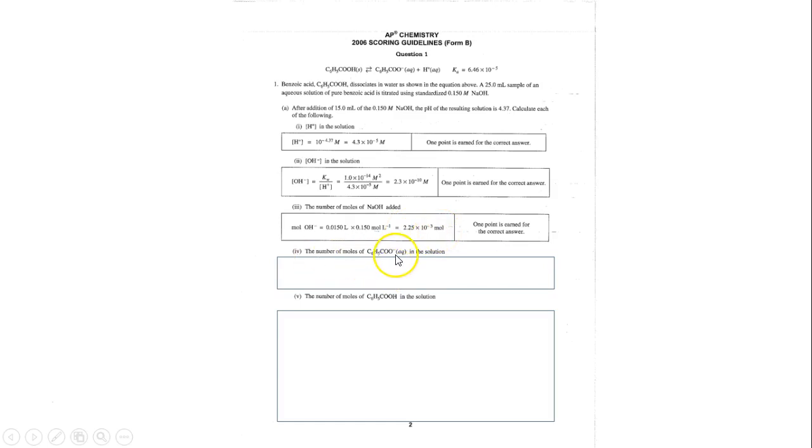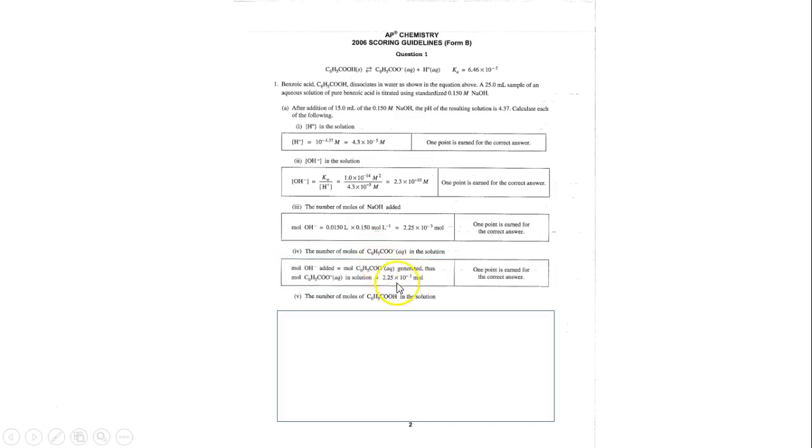How much benzoate do we have in the solution? The same amount, since every molecule of sodium hydroxide reacted with benzoic acid to form benzoate. So it's also 2.25 times 10 to the minus 3 moles. You can get in trouble with this problem if you think about it too deeply and you start wondering about benzoic acid, benzoate, and equilibrium constants. But this is a titration. It all reacted. You got benzoate.